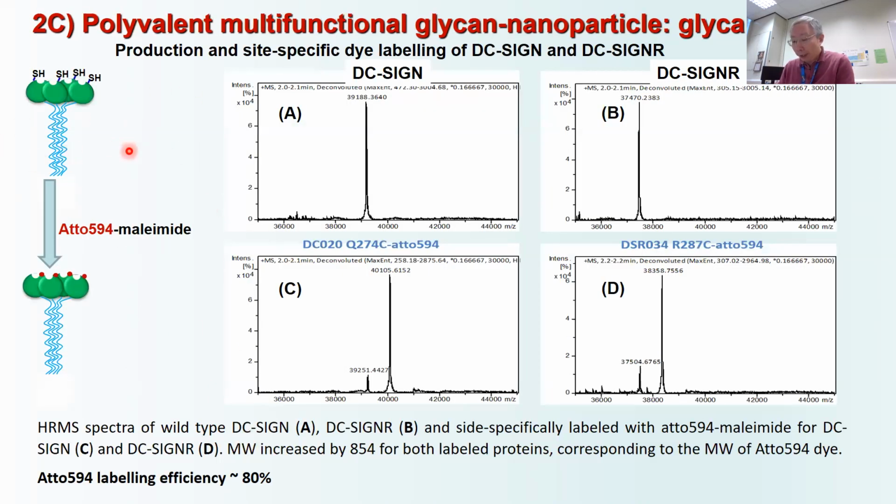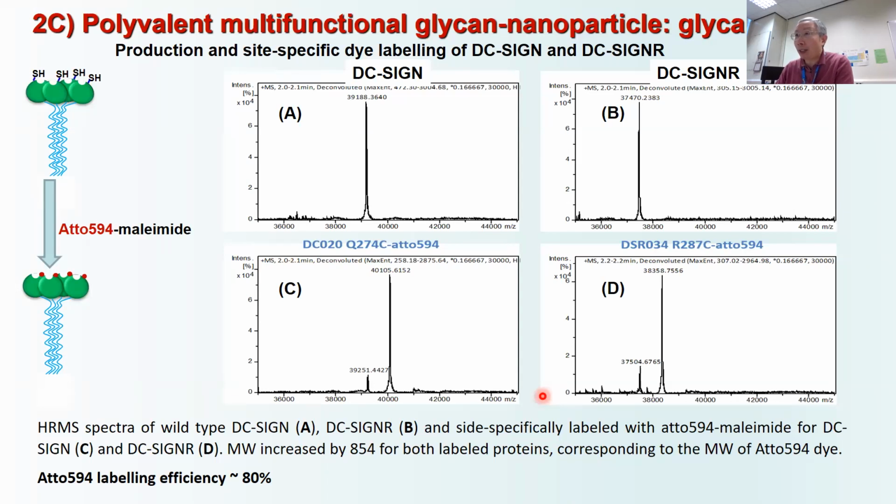In order to use it for FRET readout, we introduce a cysteine mutation to the sugar binding domains, just outside the sugar binding domain, so it's not going to affect the sugar binding properties. Then we use a maleimide to label them with the dye, and we confirm the labeling using mass spectrometry, before and after labeling. You can see there's an increase of the molecular weight by about 850 Daltons. That corresponds to the label dye, and the labeling efficiency here is about 80%.